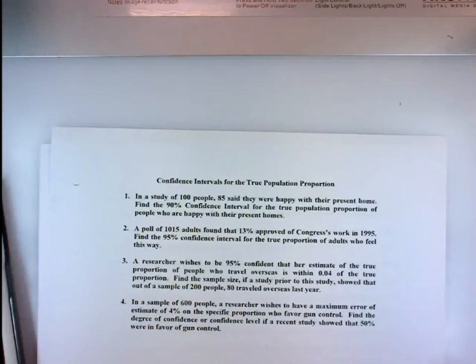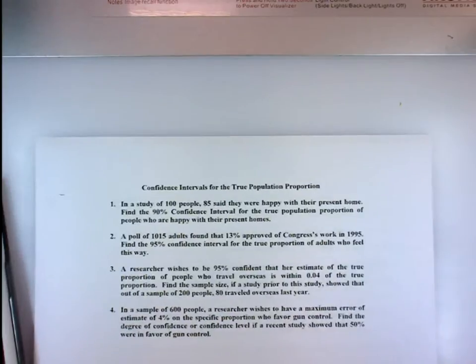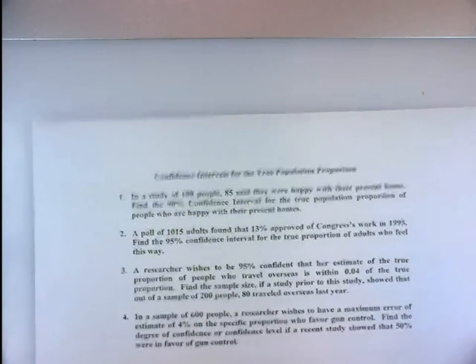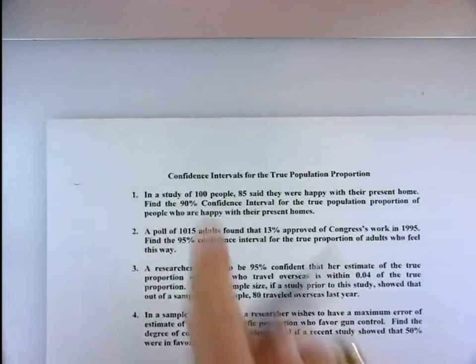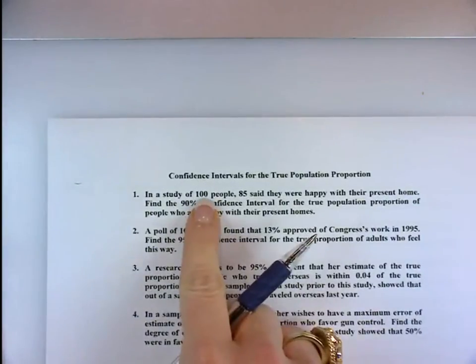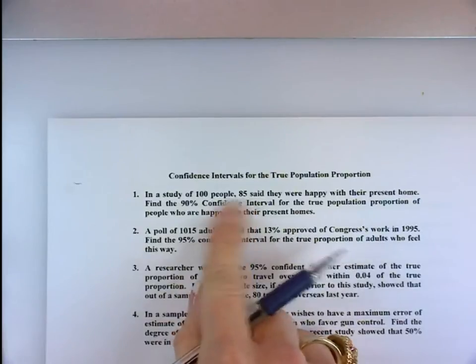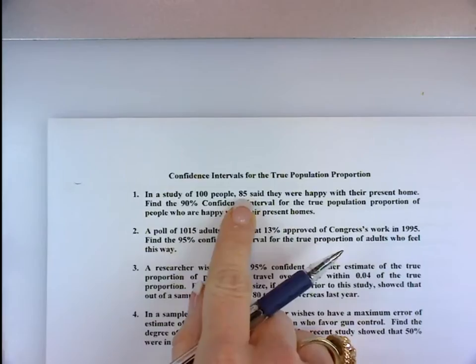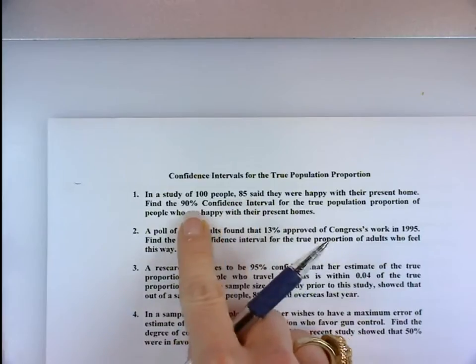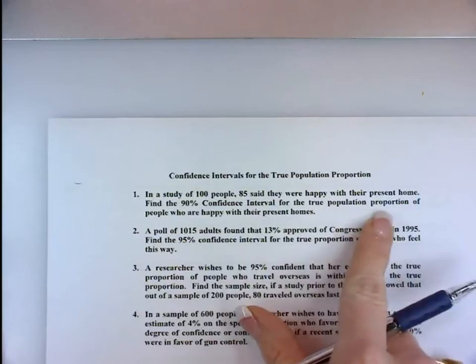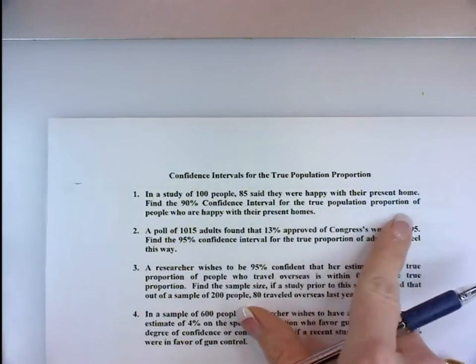Here we go. In a study of 100 people, 85 said they were happy with their present home. Find the 90% confidence interval for the true population proportion of people who are happy with their present home. In a study of 100, that's your N. 85 are happy, that's your X. 85 out of 100 will give you your P hat, sample proportion. Find the 90% confidence interval for true population proportion. It does not say true population mean.